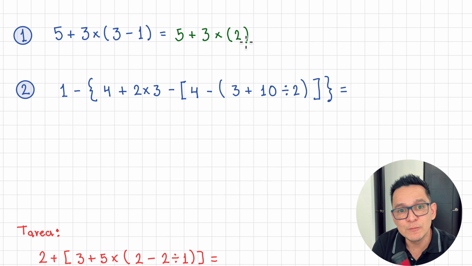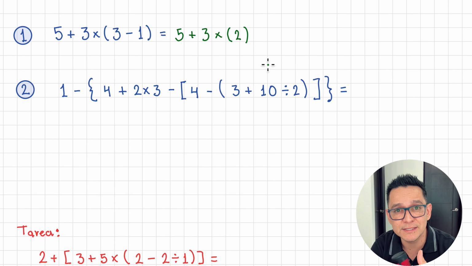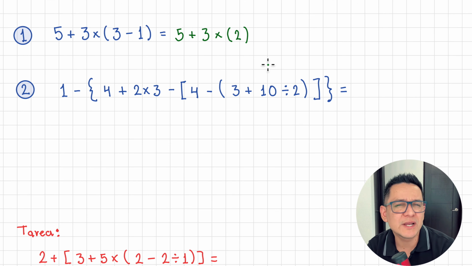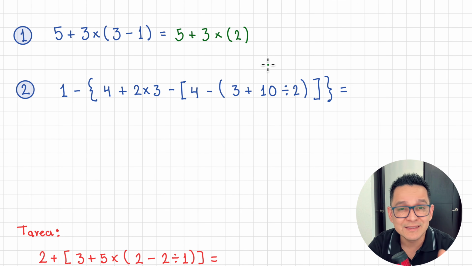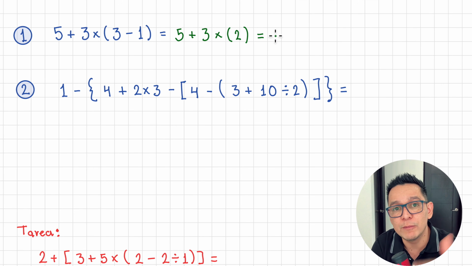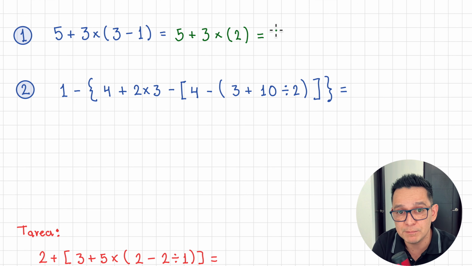Done. Once we notice that we no longer have operations inside the parentheses, we can remove them. That is, we can take them away. Why is that? Well, because the function of the parenthesis is to group. Since we no longer have operations inside it, it's not grouping anything anymore. Therefore, it doesn't make sense for us to keep using it. So in this case, I can rewrite the operation, but now without the parenthesis.